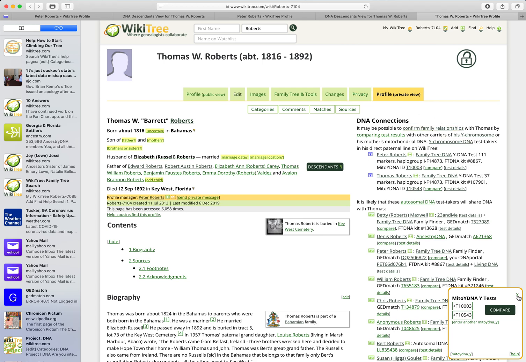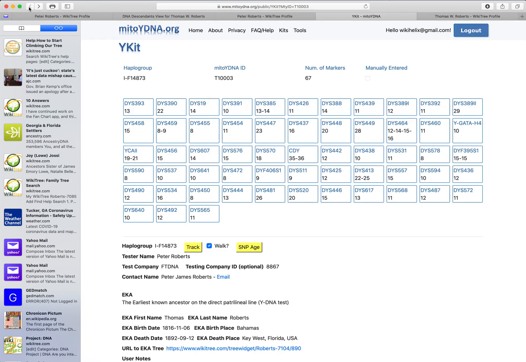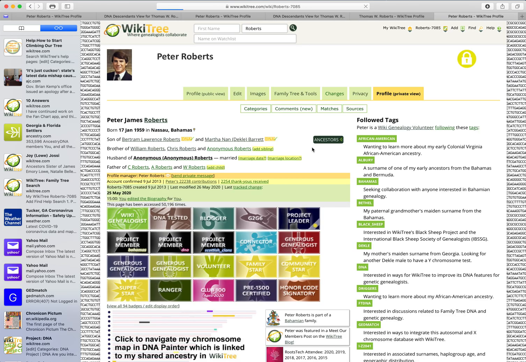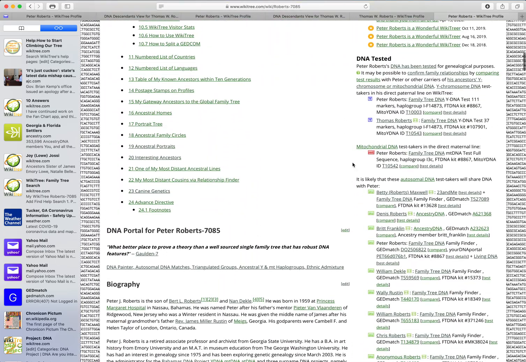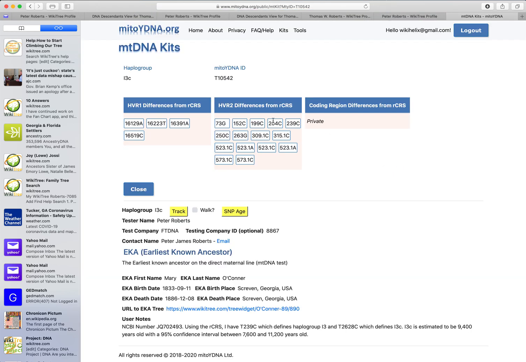Now, WikiTree also can look at your direct female line. In this case, I'm going to go back to myself and look at my mitochondrial DNA. So here I've taken a mitochondrial DNA test, and there's a mitoYDNA ID for that. I click on it. I've tested full sequence, including the coding region here, but it doesn't show my coding region publicly.